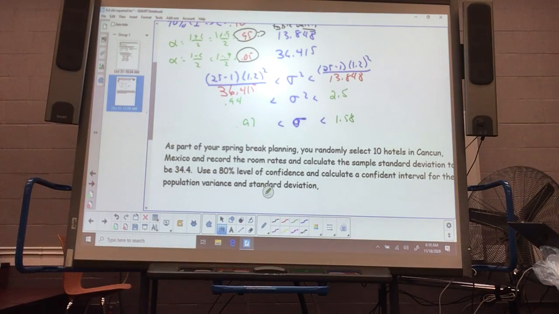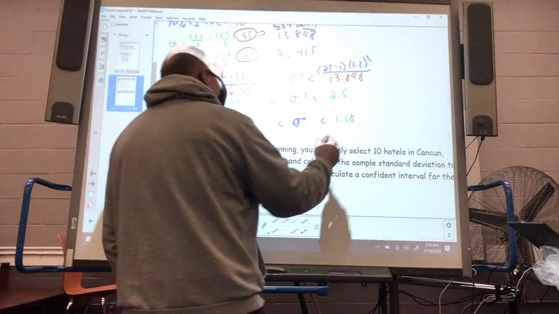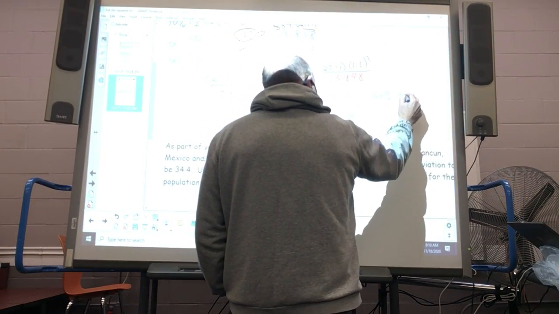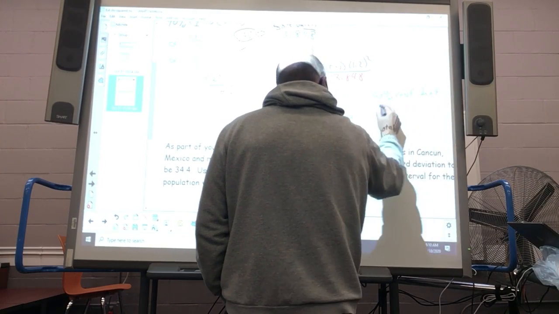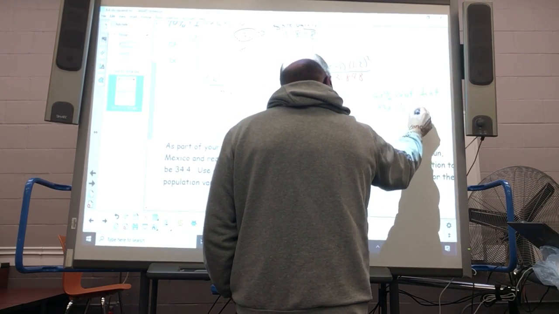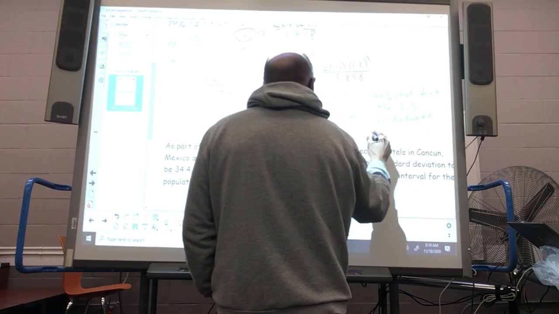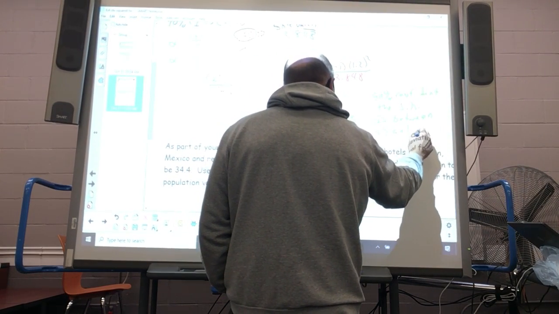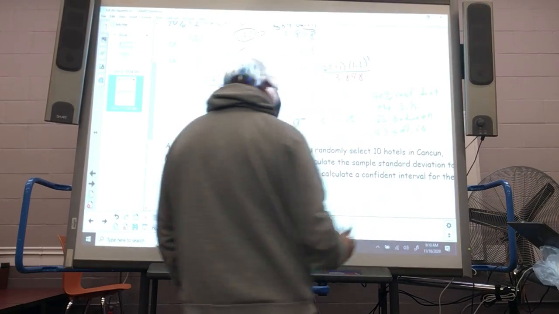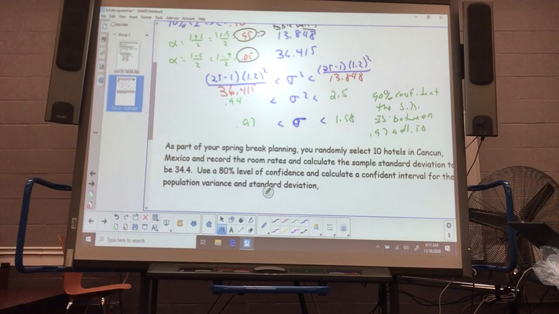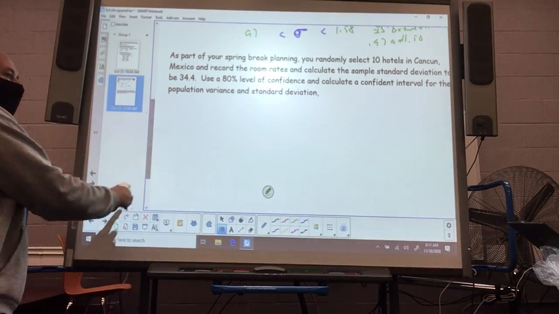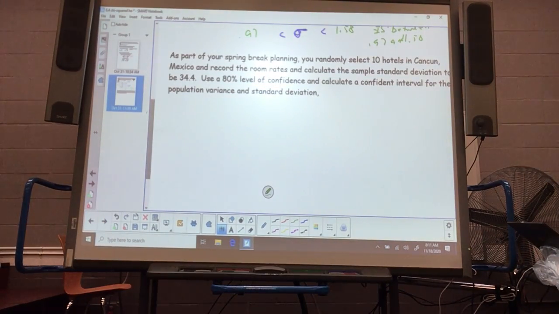Now, you need to make one statement, and make the statement with the standard deviation. I'm 90% confident the standard deviation is between 0.97 and 1.58. So you can make your statement just for your standard deviation. It's a standard statement that we've been making throughout. So you should not have to copy it down. You should be able to write it down.